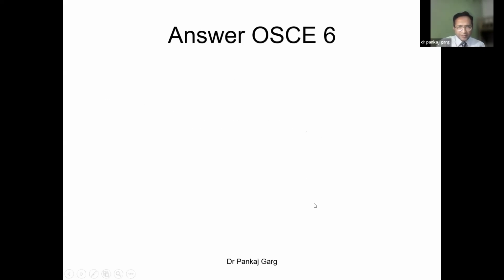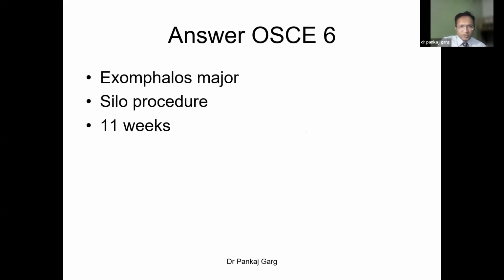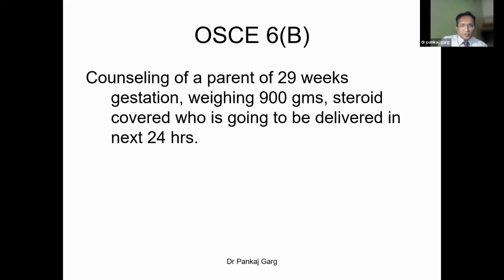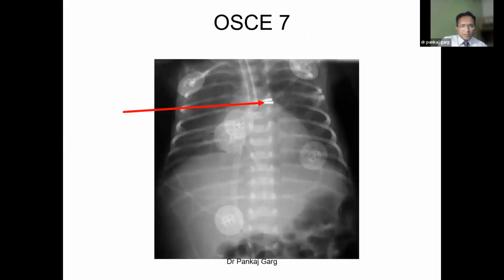So let us look at the answers. Exomphalos major or omphalocele, silo procedure, 11 weeks. So beyond 11 weeks, the intestines are expected to come back into the abdomen. They are not in the sac. So I think we can skip this because this is another question.